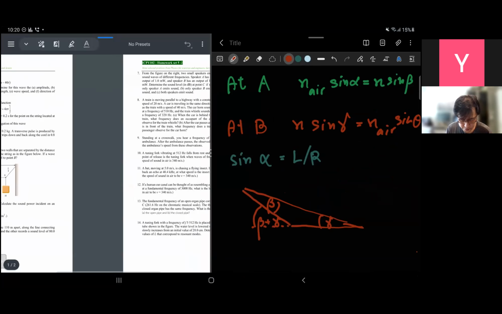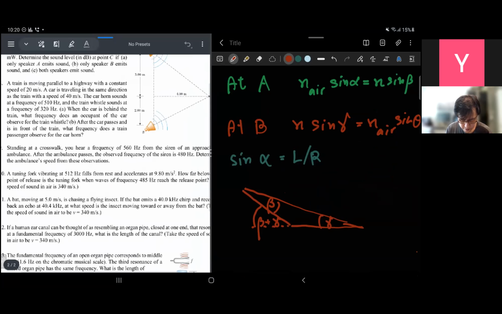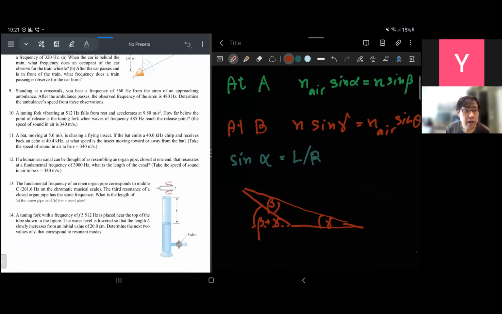Okay, so problem 10, you say? Yes. Okay, Joe, you want me to go through this one, right? Yes. Okay, all right. So you have a tuning fork vibrating at 512 hertz, falls from rest and is accelerating. Oh, you asked the hard one. As I said, this is the upper limit of the difficulty level. So how far below the point of release is the tuning fork when waves of frequency 485 hertz reach the release point, given the speed of sound.